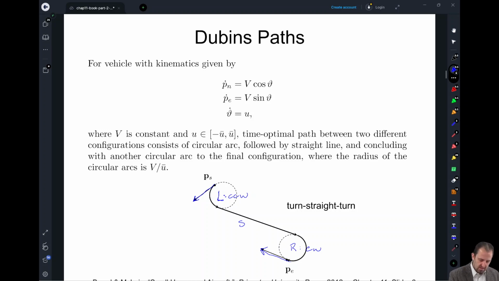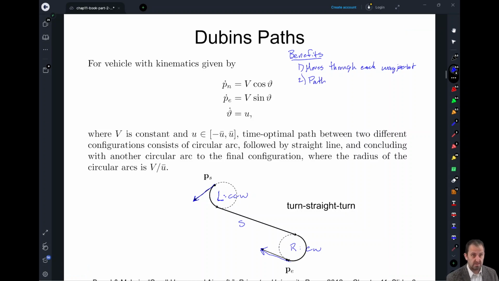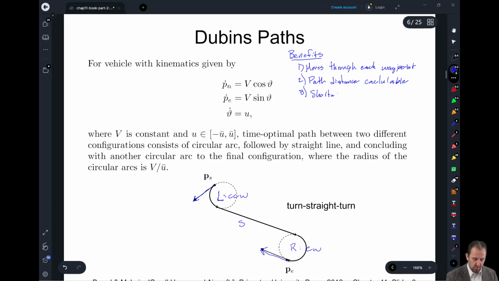Okay, so some of the benefits of Dubins Paths is that it moves through each waypoint. The path distance can be calculated. So because we're using circular arcs and straight lines, we can calculate the distance, and we can follow that pretty well. I'll put calculable. I don't know if that's even a word. Okay. And 3, it will find the shortest path between oriented waypoints.